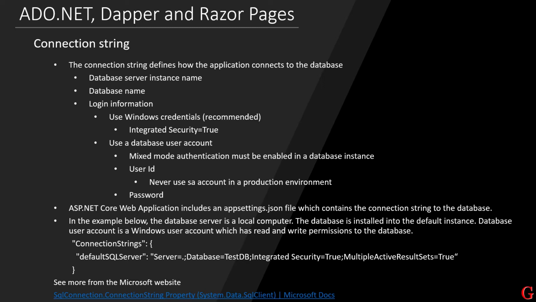ASP.NET Core Web Application includes app settings file, which contains the connection string to the database. Here we have created a connection string to the database. The connection string name is default SQL server.